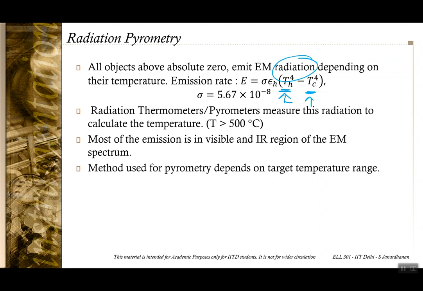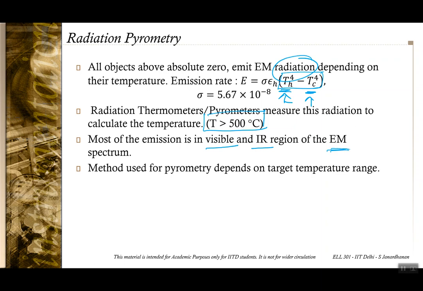Okay, these are better suited when this difference is large enough, and hence the temperature range or the feasibility range is greater than 500 degrees. In addition, they are generally used for temperatures where the emission is mostly in the visible or the IR region of the electromagnetic spectrum.